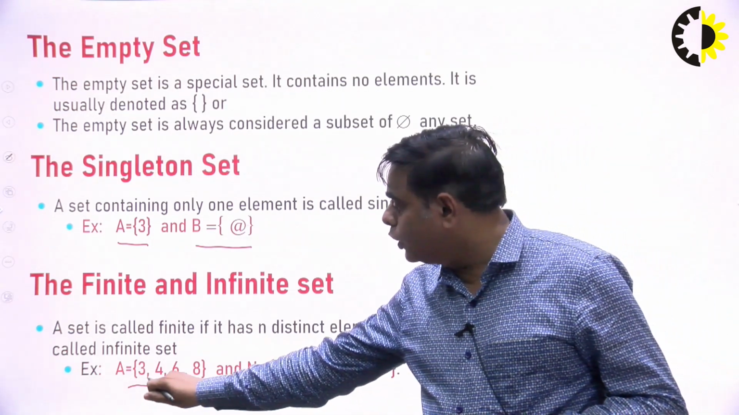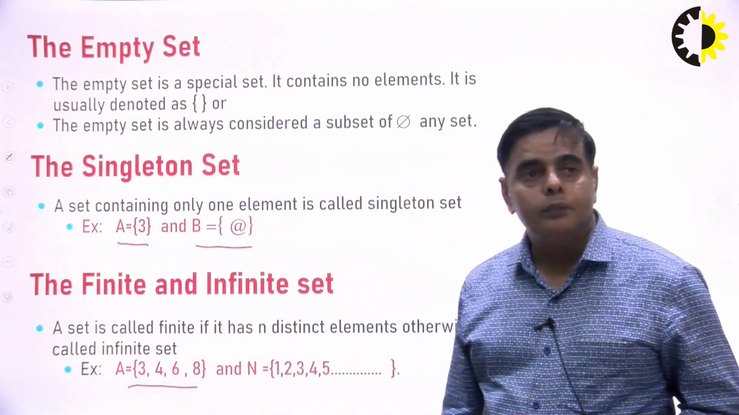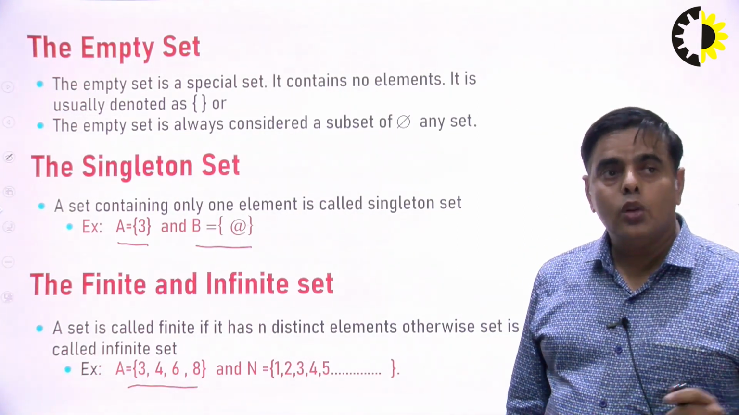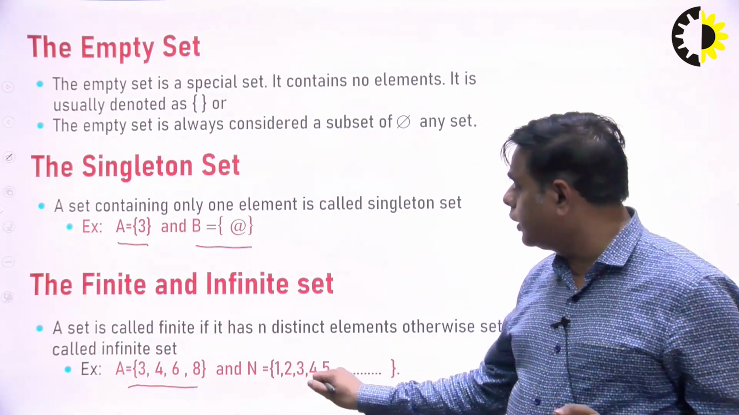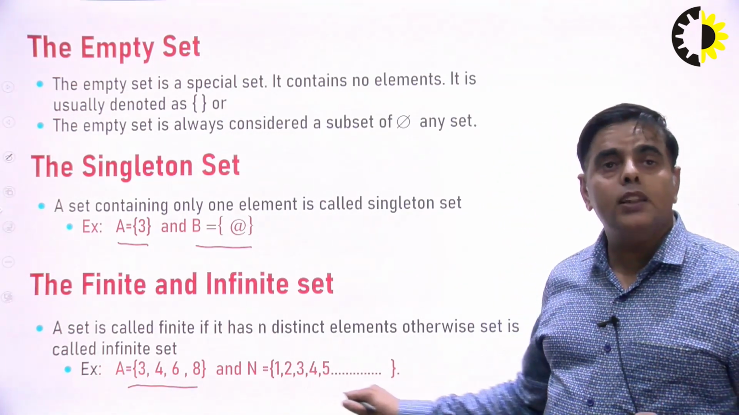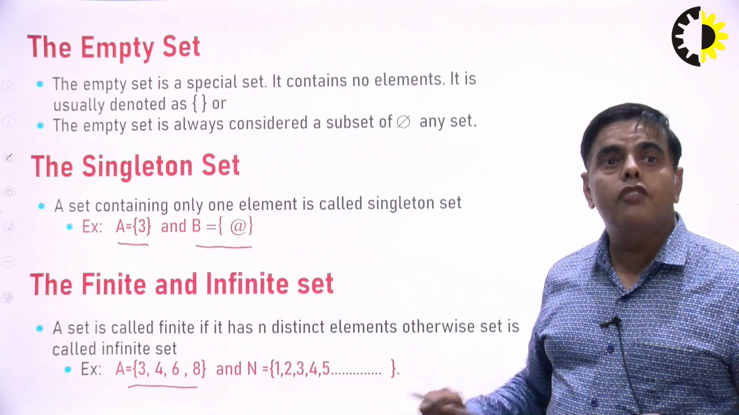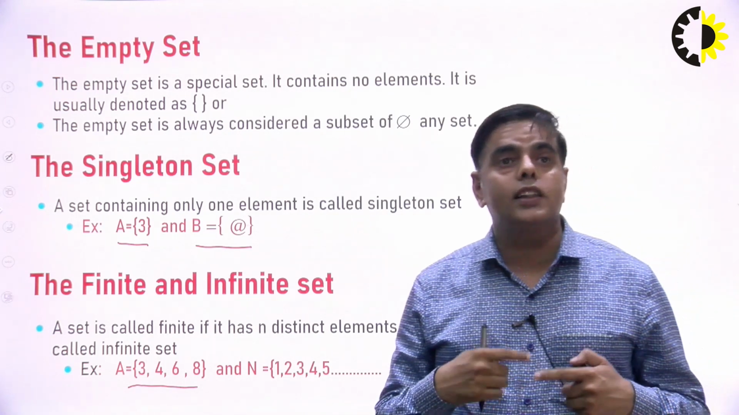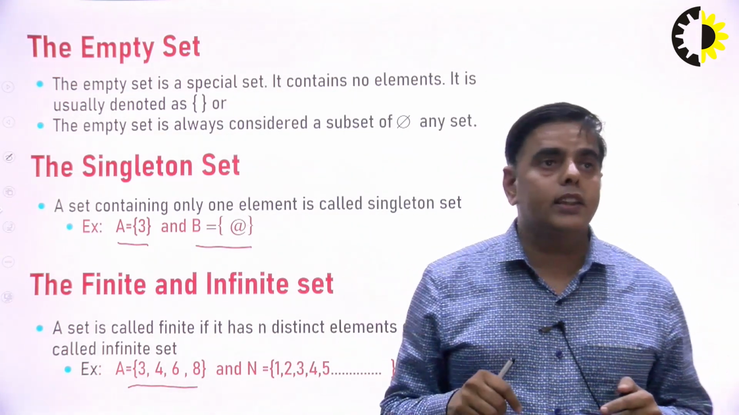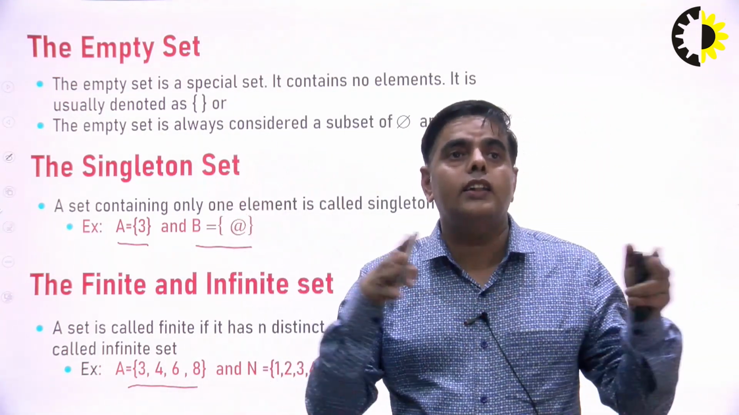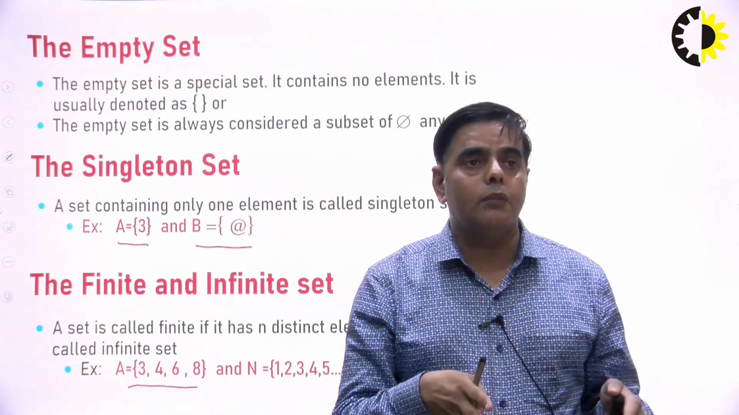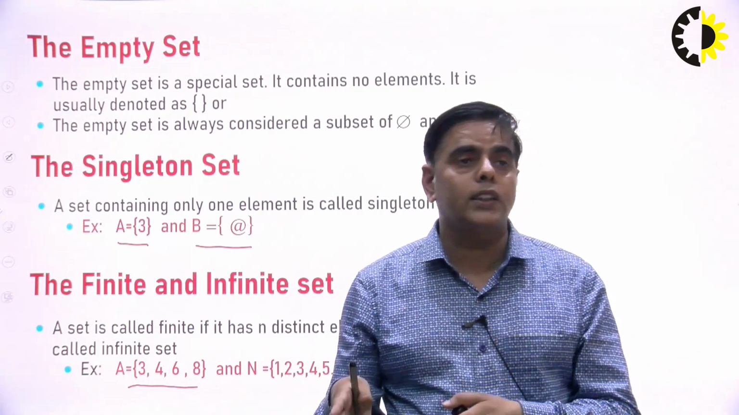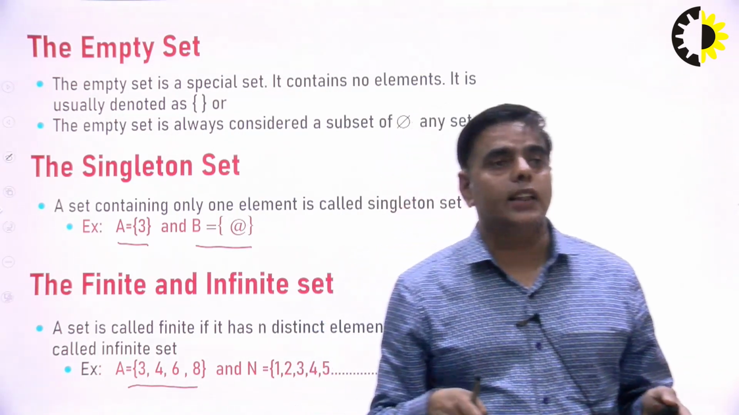For example, if A is equal to {3, 4, 6, 8}, it contains only 4 values, so this is a finite set. And the set of natural numbers starts from 1. So you will go 1, 2, 3, 4, 5 up to infinity. So how many numbers exist in this set? This is infinite, it will go up to infinity. Same if I am talking about the integers, the interval of integers will be from -infinity to infinity. Again it contains infinite numbers, so this set is infinite. The sets of whole numbers, real numbers, rational numbers and complex numbers are all infinite sets.